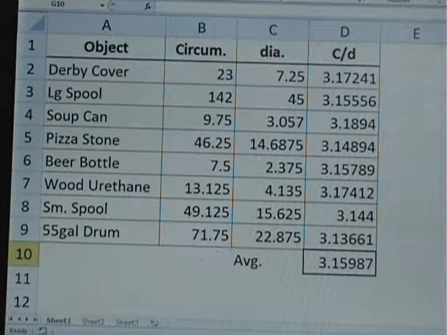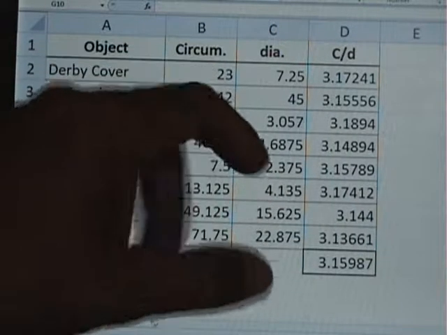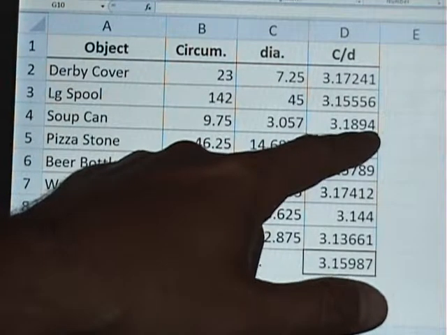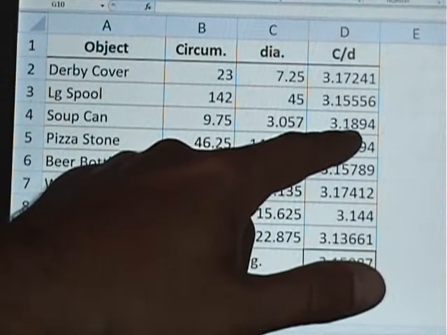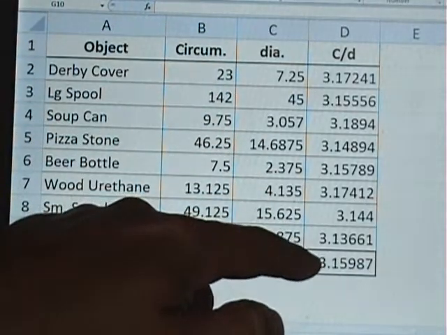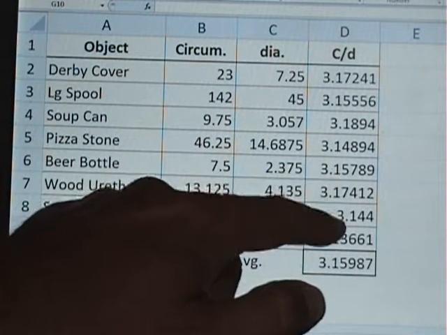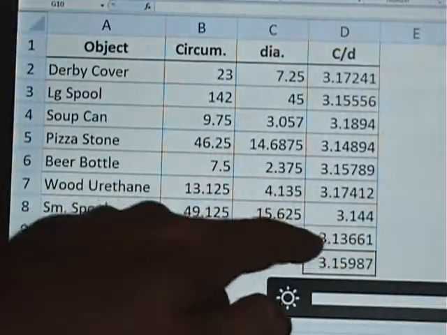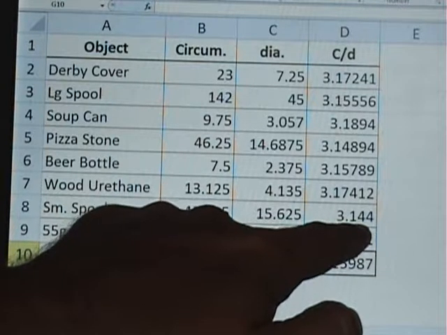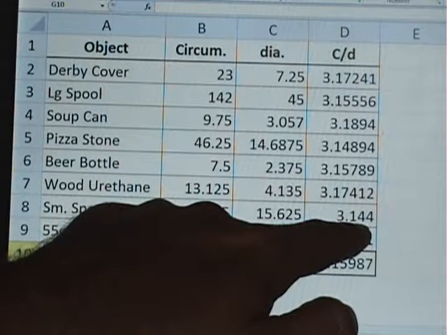Now, the question we could ask the students is why did we use the ratio of circumference to diameter for several objects instead of just picking one? Well, if we just did one, let's say the soup can, we would get 3.1894. Well, this is going to put us at the very high end of pi if we're trying to come up with a good average. And if we picked, let's say, the small spool, well, this could put us almost right on top of it, just a little high.